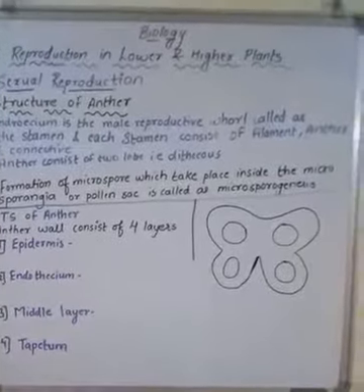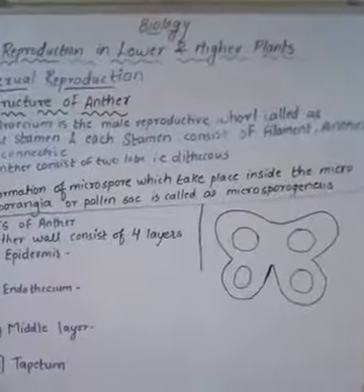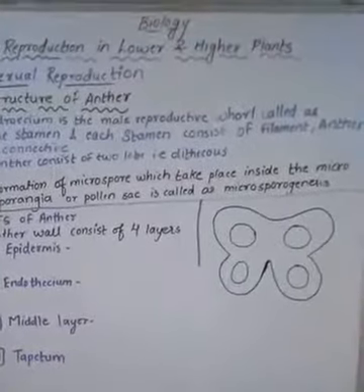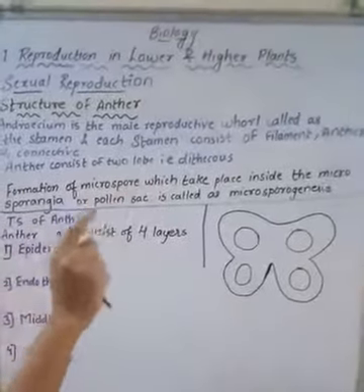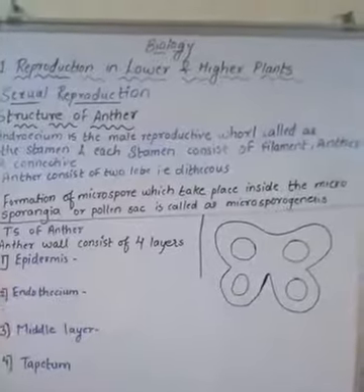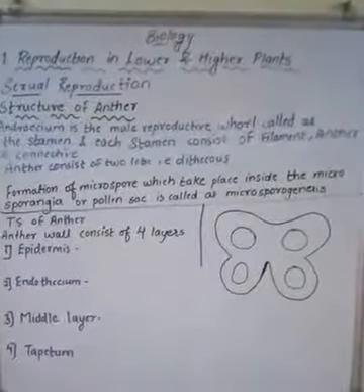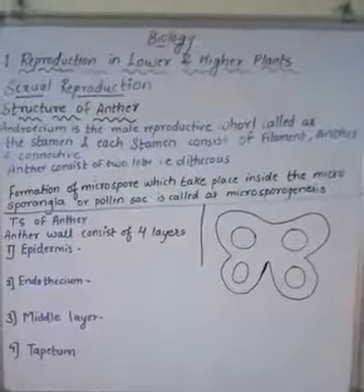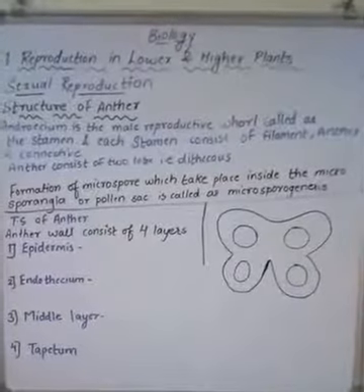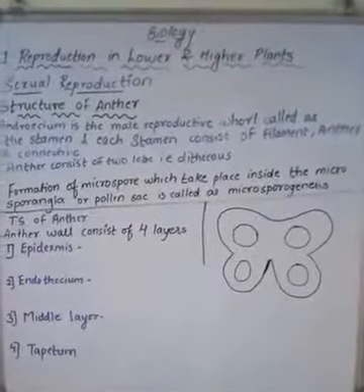Theca means lobe, and the anther consists of two lobes, therefore it is called dithecous. Apart from this, each lobe is tetralocular. That is, internally a dithecous anther is tetralocular, meaning it consists of four chambers. These four chambers are called the microsporangia.